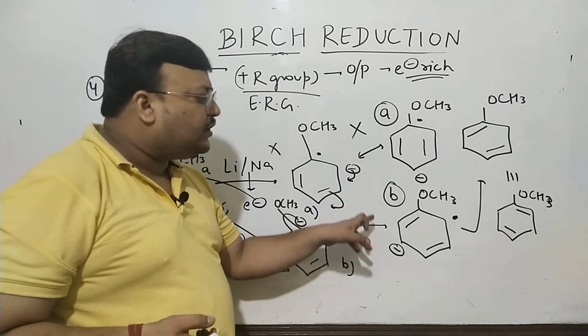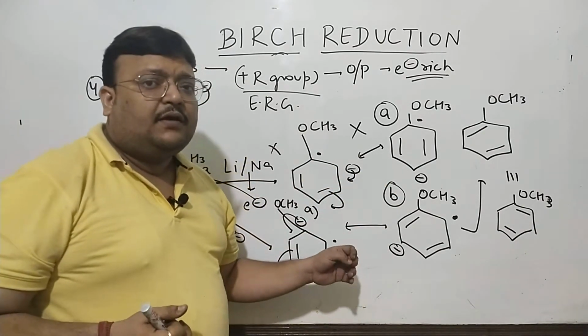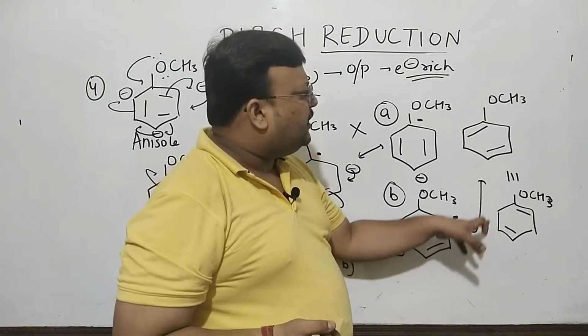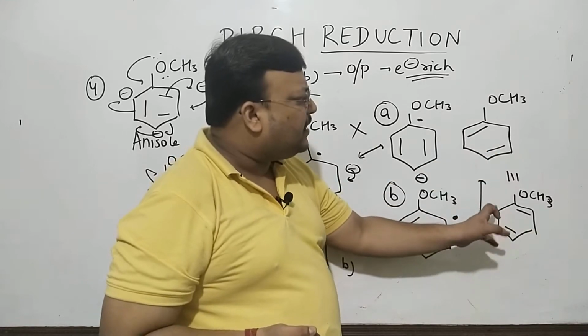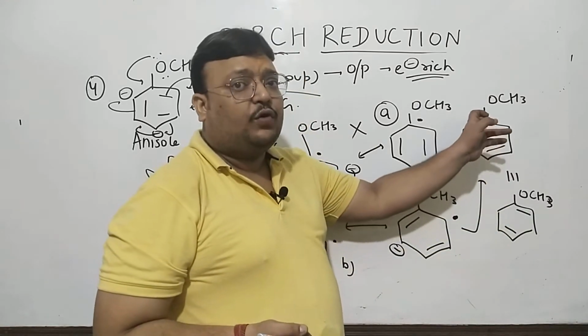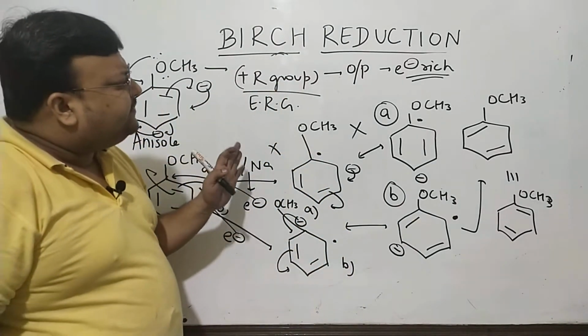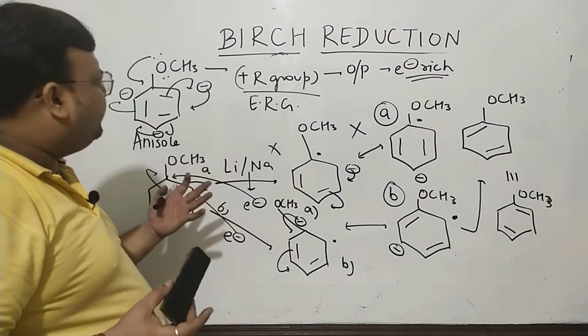A process where the negative charge goes to the meta position instead would be preferred, and the result would eventually be a product, the non-conjugated diene, such that the carbon bearing OCH3 will bear the pi bond as well. The exact reverse is expected.